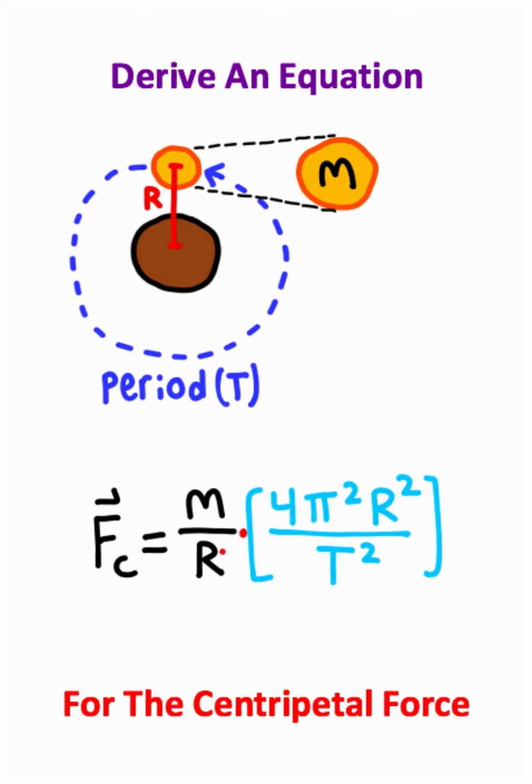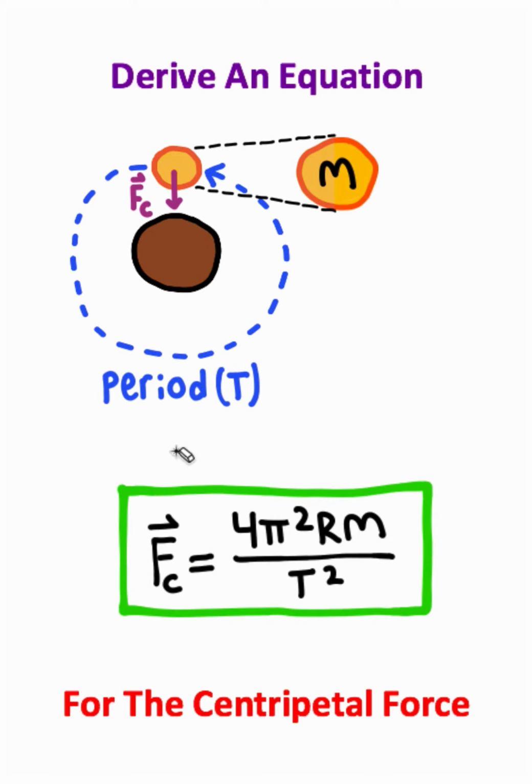After substituting this equation, I can cancel one of the r's on the bottom of the fraction with one of the r's on top of the fraction. I will end up with 4 pi squared times radius times mass divided by period of motion squared, and notice how these are all variables that we are given.